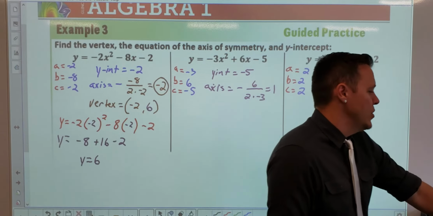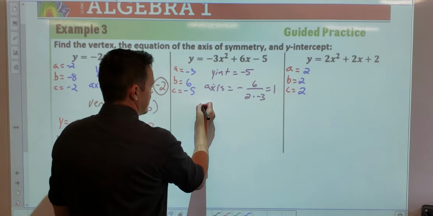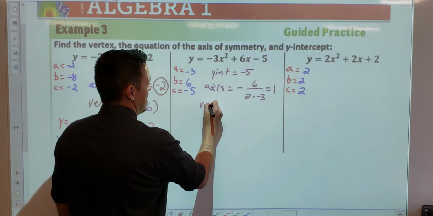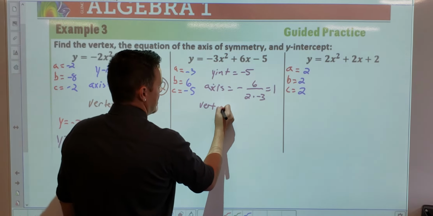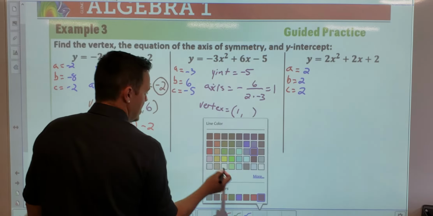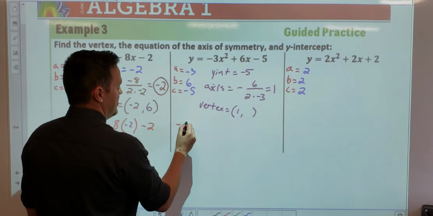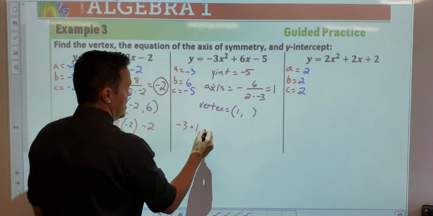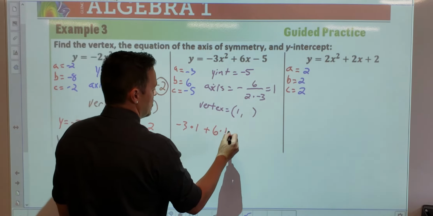And then as you go through, now what you guys got to do in your vertex, right, is on here, your vertex is going to be a 1, comma, and then there's a y value to it. So you plug that in again. So you have -3 times 1 plus 6 times 1 minus 5.